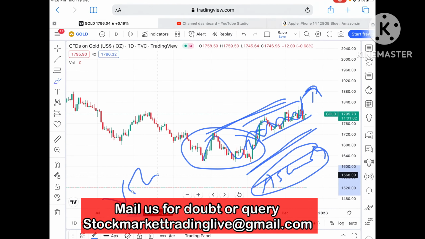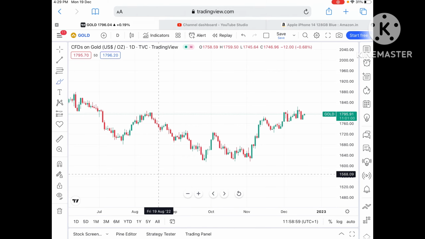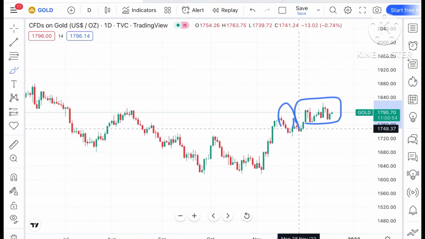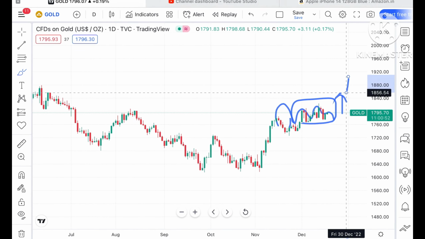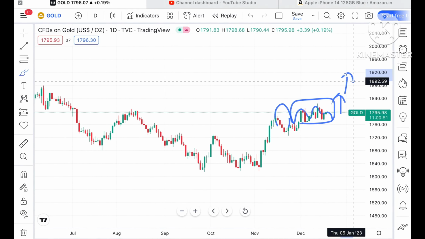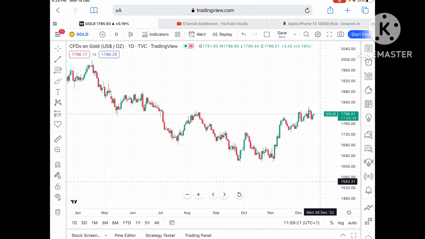If you look at this chart, it is forming in this particular zone. The probability is high that if the price moves up from this zone, we can see an upside, but if it goes below this zone, it can go further low.